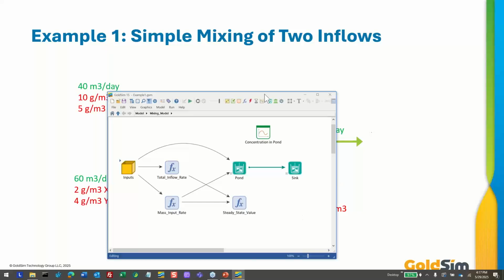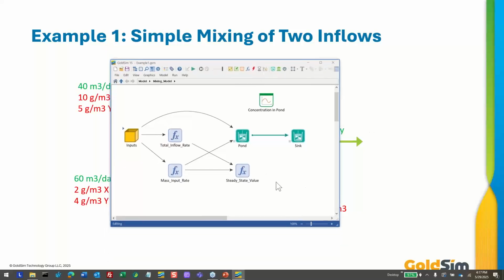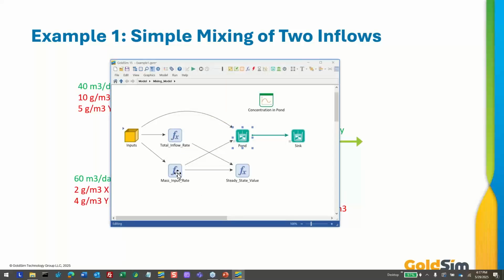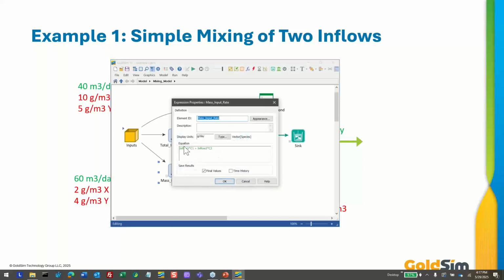So we'll look at that model. That model just looks like this. And there's our mixing cell right here representing the pond. We have a volume in the pond, as I said, 100 cubic meters. And we have this mass input rate. Well, the mass input rate is actually coming from those two. We have an inflow and a concentration, and an inflow and a concentration.